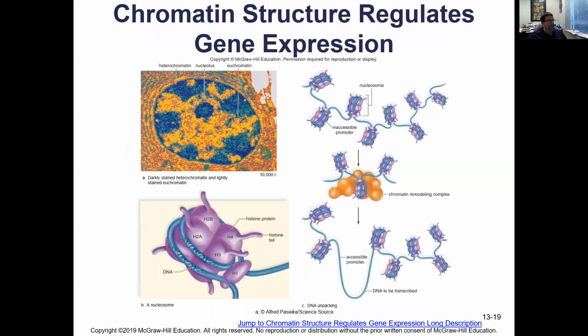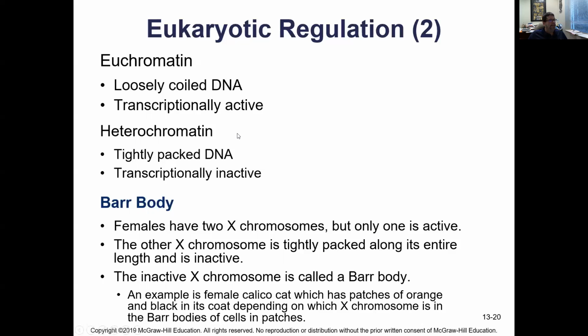And you can see that in the cell. Here is the heterochromatin, right? And it is just so tightly packed. And this other is loosely packed, the euchromatin, and it then is transcribed.